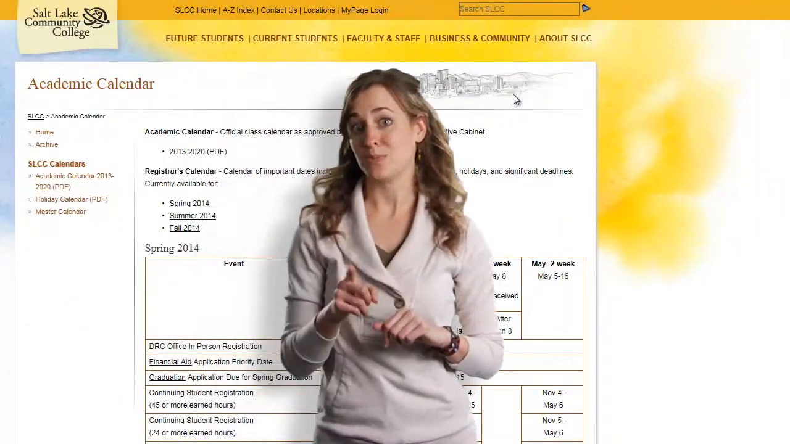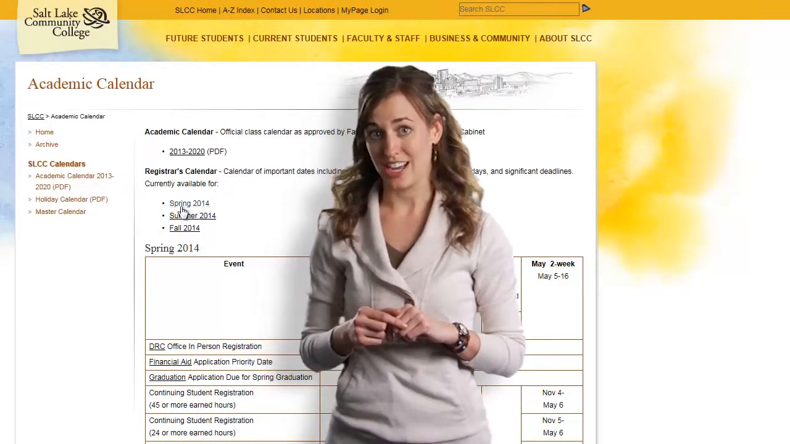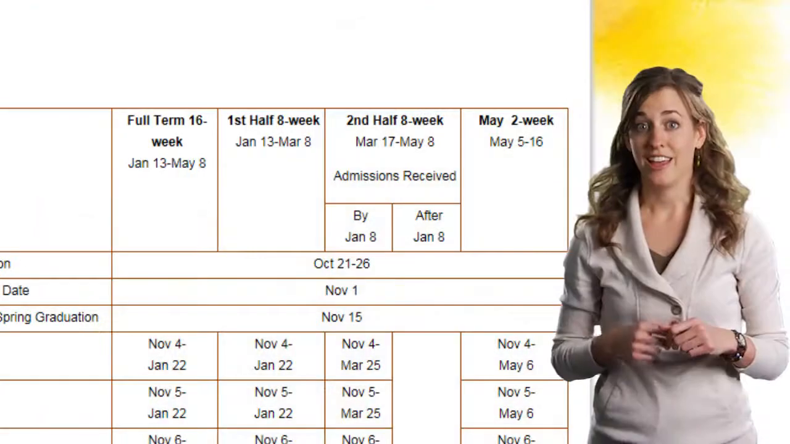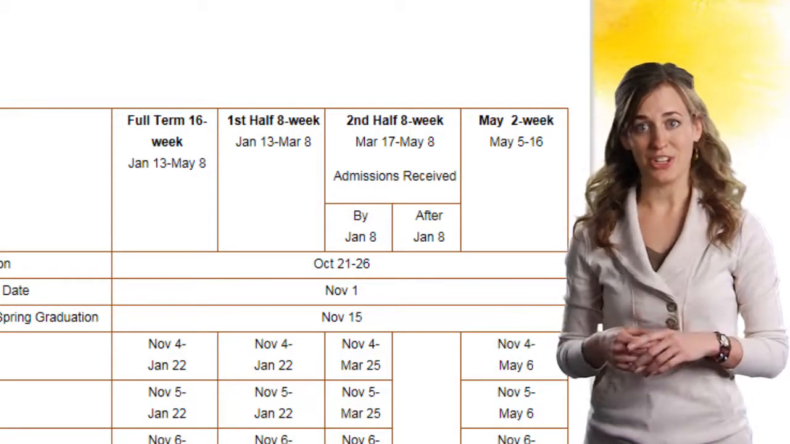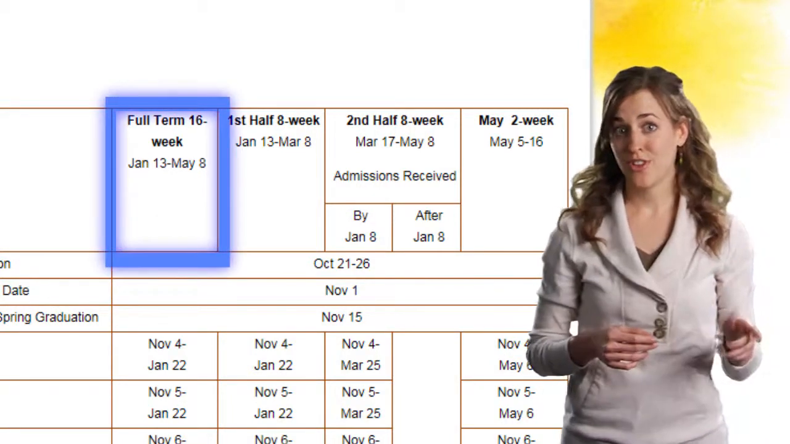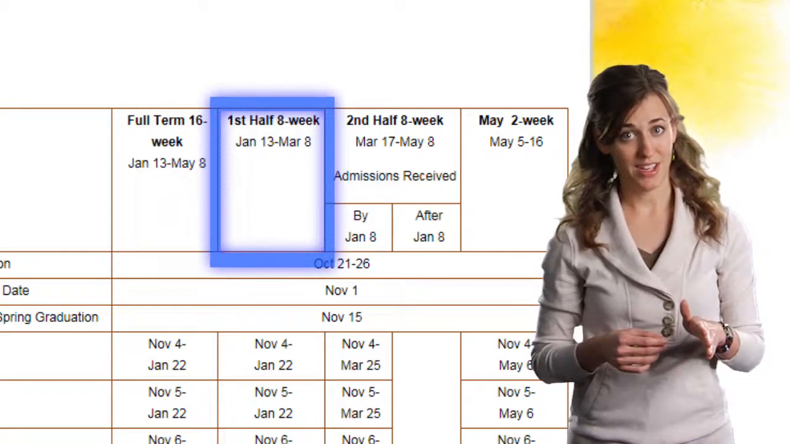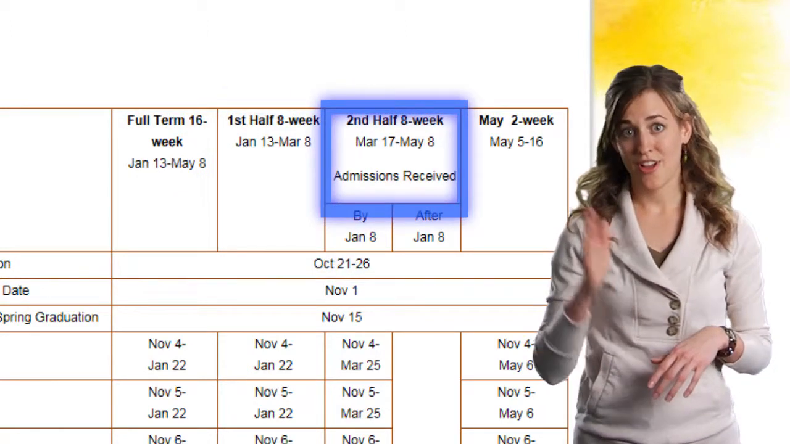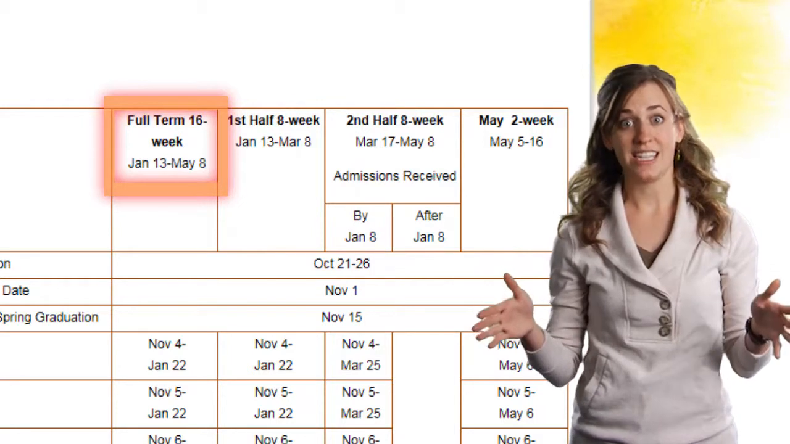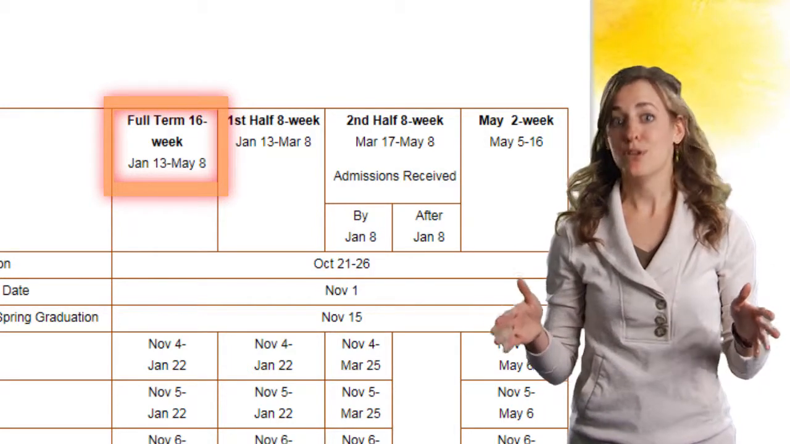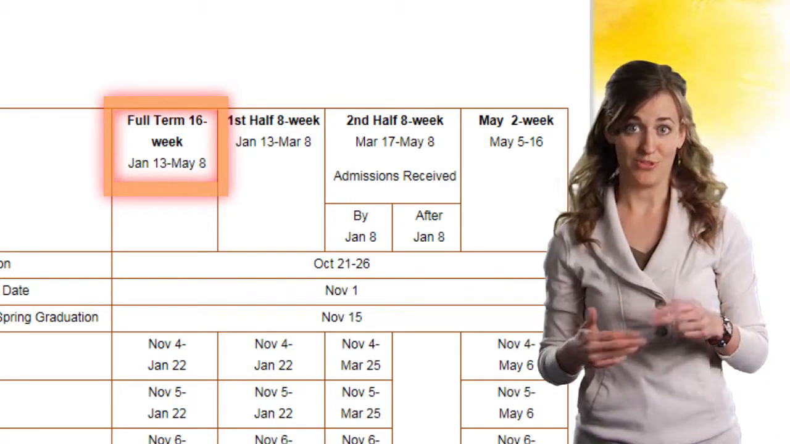Let's start by looking at the Spring 2014 semester calendar as an example, and we'll learn how to read it from the top down. Every semester, classes are offered at various time segments at Salt Lake Community College: full term, first half 8-week term, second half 8-week term, and 2-week term. Full term classes are 15 to 16 weeks long, and most classes are offered in a full term duration.